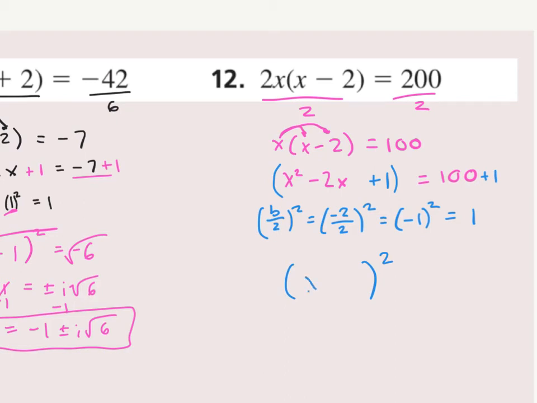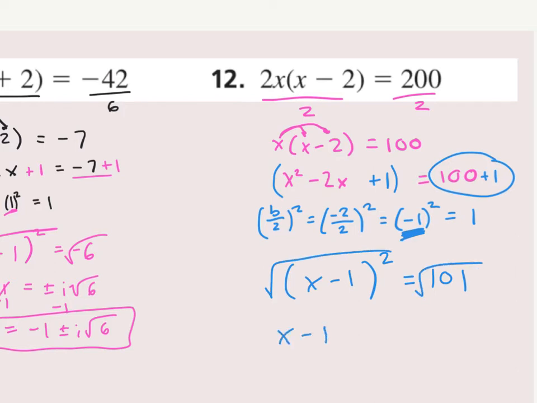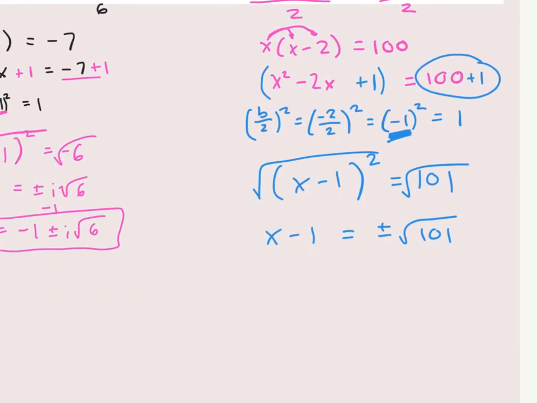Next, we need to simplify our perfect square trinomial into our binomial squared. So we have x minus 1, we get that number from here, is equal to 101. Now we take the square root of both sides, so x minus 1 is equal to plus or minus square root of 101. We add 1 on both sides, so x is equal to 1 plus or minus square root of 101.